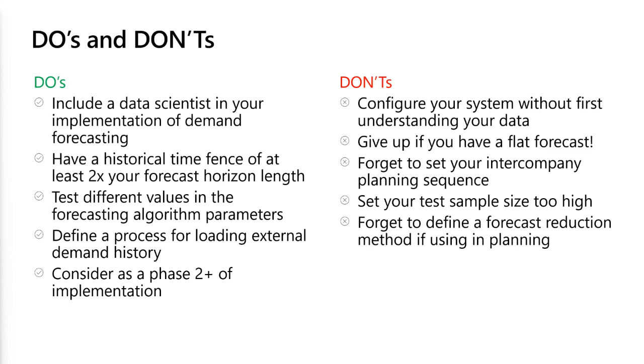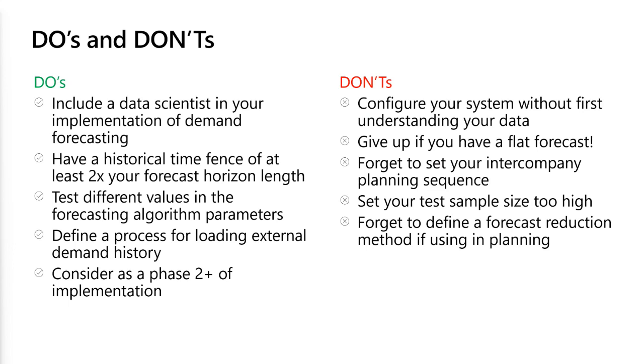If you have intercompany operations, you're buying and selling internally, make sure you set your intercompany planning sequence. Again, we want our downstream companies to get their forecast done first, and then our upstream companies we want to do afterwards so that we can reflect that impact of the downstream company's forecast.